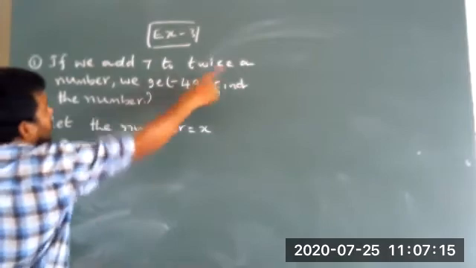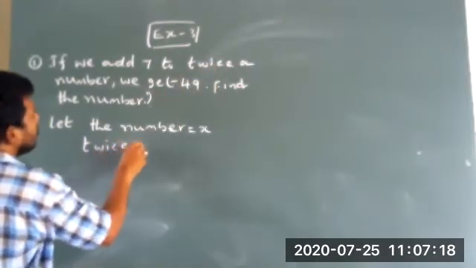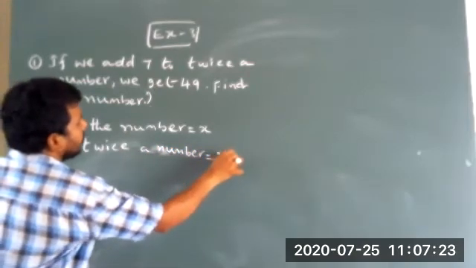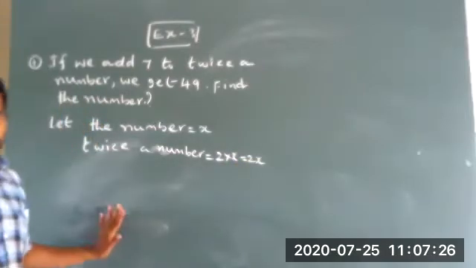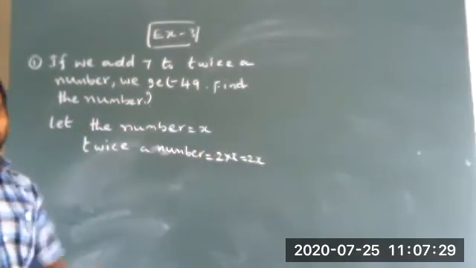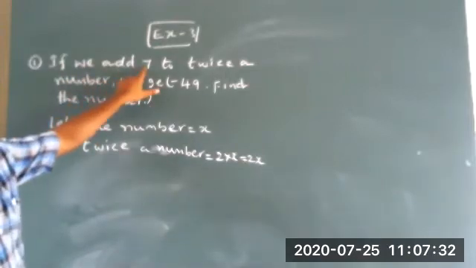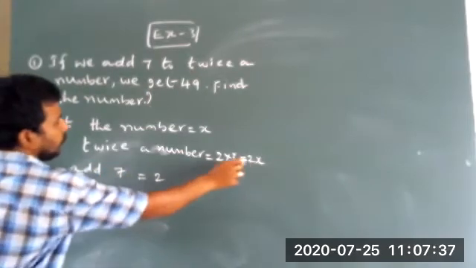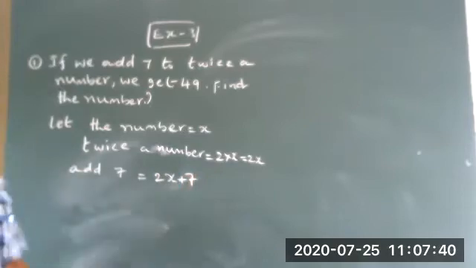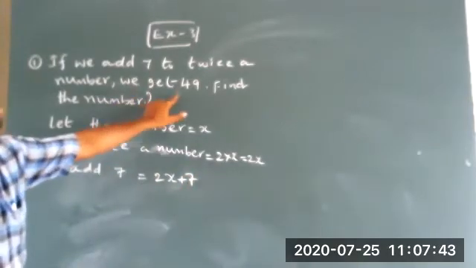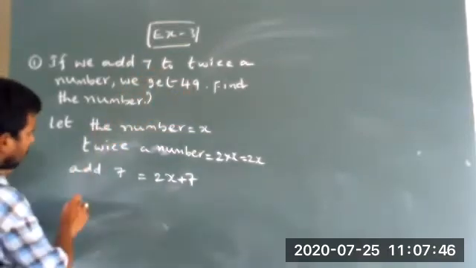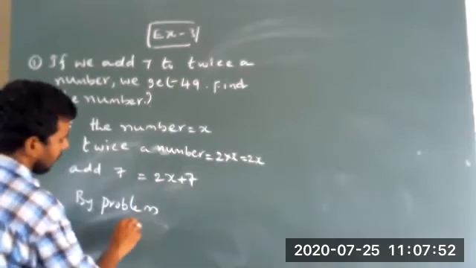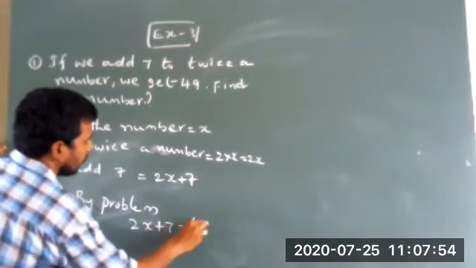So twice a number. Twice means how much, children? Twice means 2 times, double. 2 into x equal to 2x. If we add how much? 7. You add 7. That means 2x plus 7. We get how much, children? 49. By problem, 2x plus 7 equal to 49.